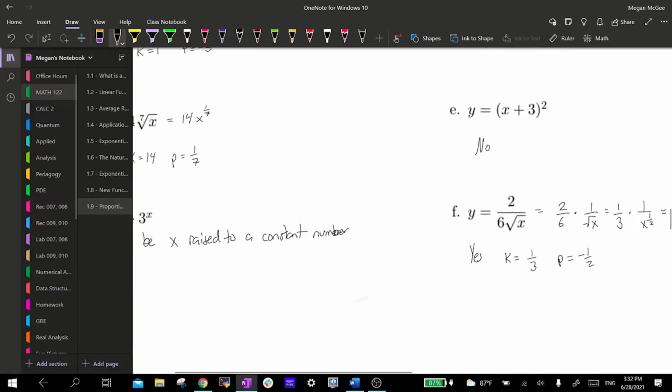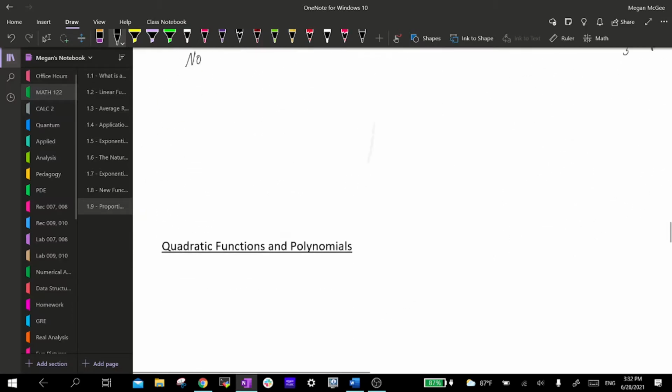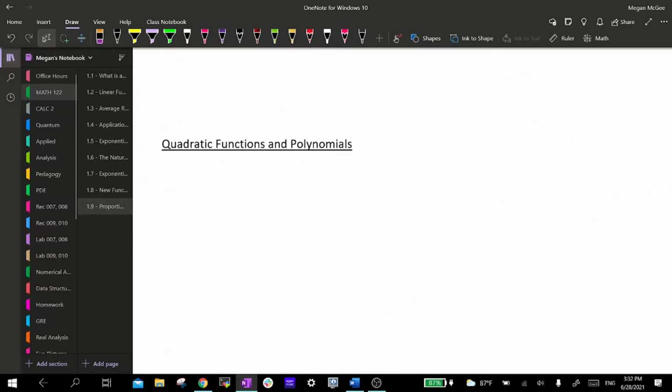All right, so I promised we'd circle back to E in a minute, and that is in our section on quadratic functions and polynomials. All right, so here, power functions can be added together.